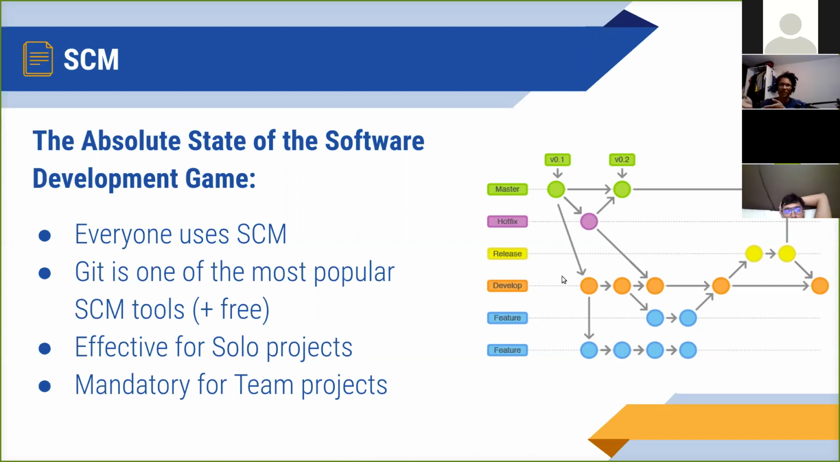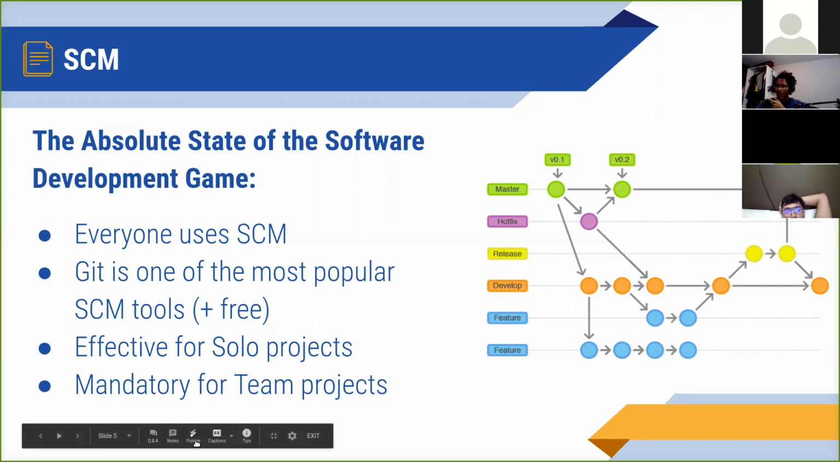Right, so SCM, source code management. This is the absolute state of the software game, essentially. The idea is that everybody uses source code management, and Git is one of the most popular tools for this purpose. Git is very effective for solo projects and effectively mandatory for team projects. The basic idea is that you want some way of keeping track of the versions of your development code, and if there's a way that you can branch off and develop new versions of it and then come back into the mainstream, that would be ideal.